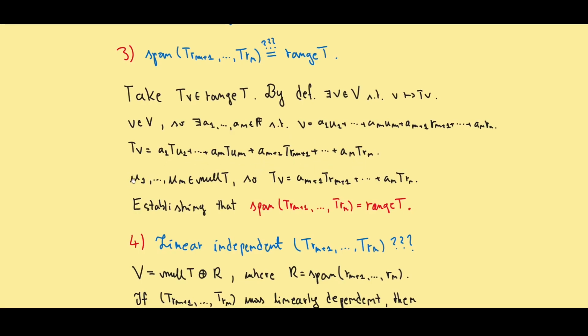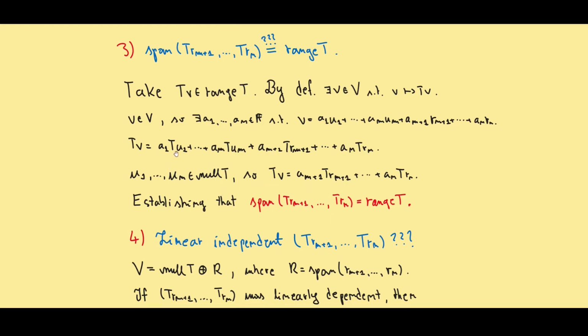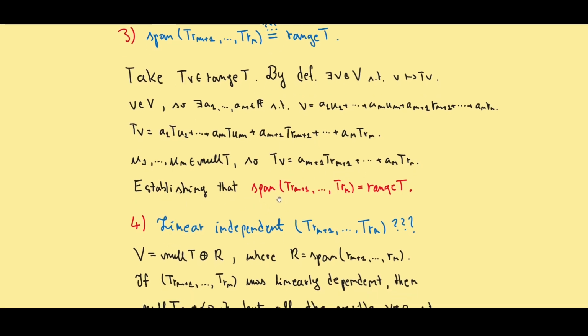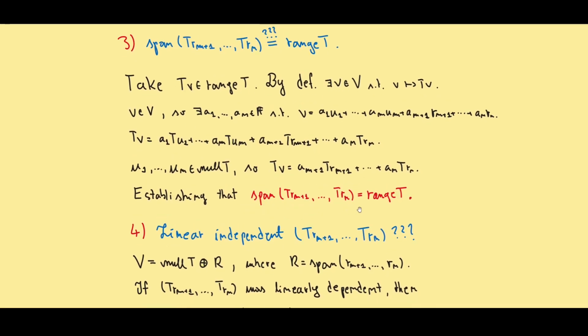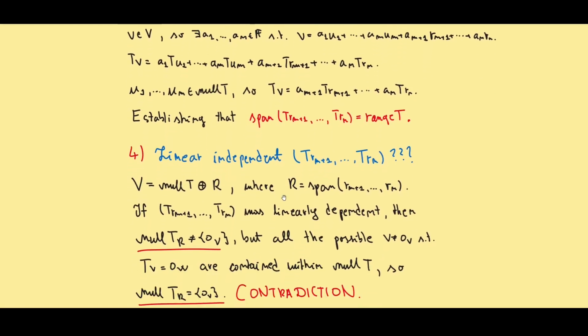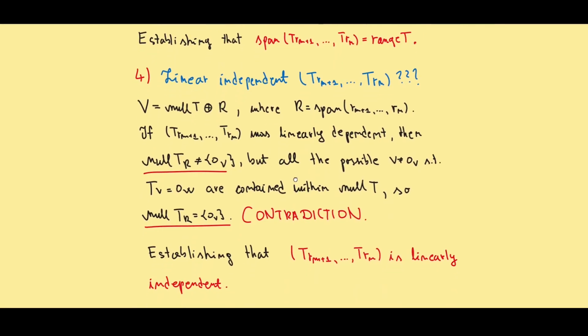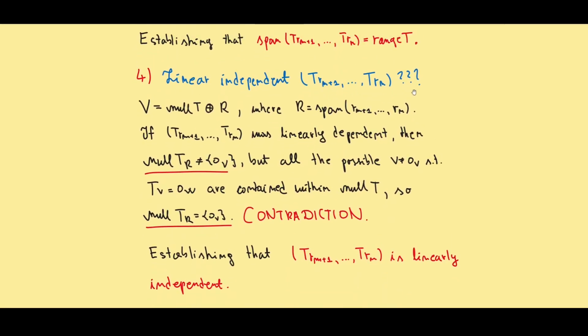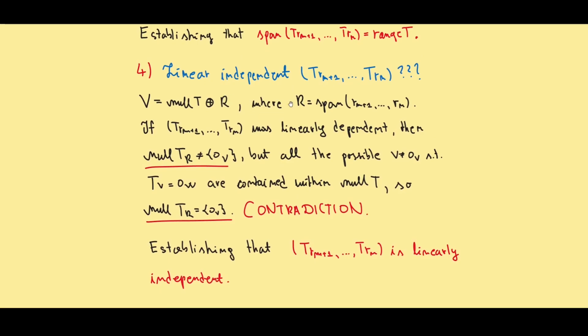And now, due to u1 all the way to um belonging to null T, so they're the basis vectors of that space, they also belong to that space, so they all get mapped to 0 by T. So we end up with just having that T of v is equal to this linear combination, establishing that indeed the span of these vectors is the whole of range T. Now, all that's left is linear independence. So, is this list of vectors linearly independent?